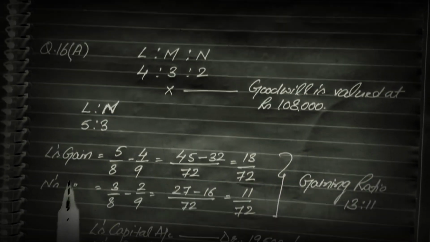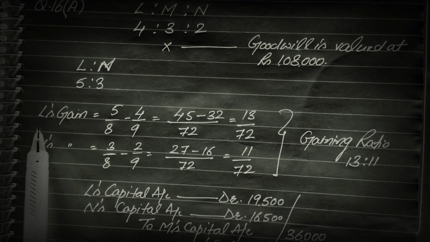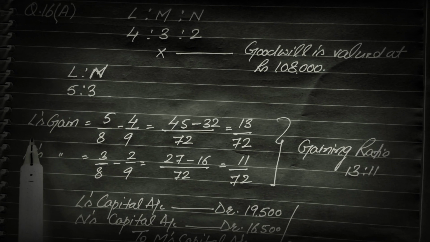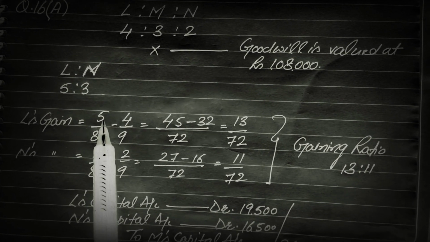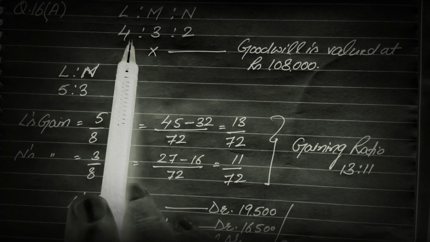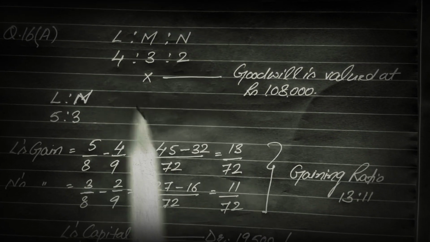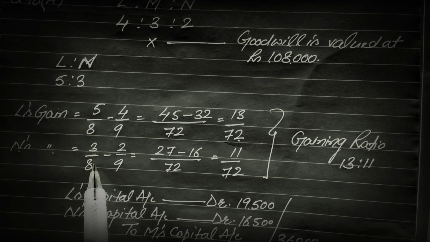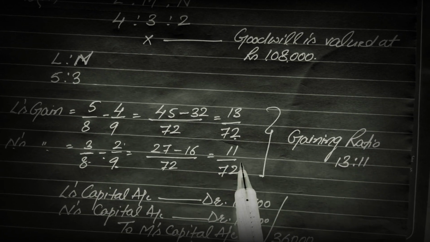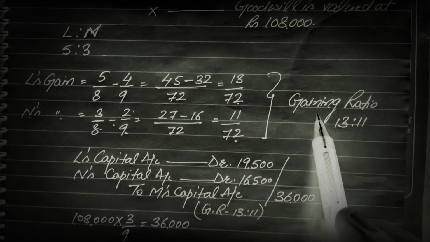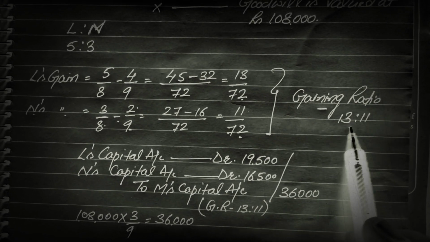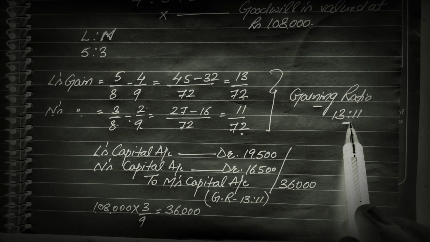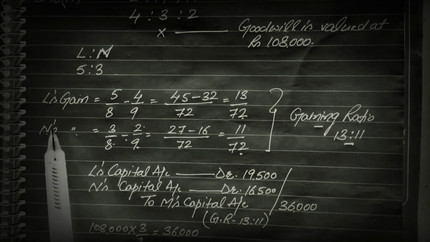That's why first of all we will calculate the gaining ratio, and to calculate it we will apply the formula new ratio minus old ratio. L's gain is equal to L's new share, that is 5/8, minus L's old share, that is 4/9. It will be 13/72. In the same way, N's gain is 3/8 minus old 2/9. It will be 11/72. That's why the gaining ratio among the partners will be 13:11.